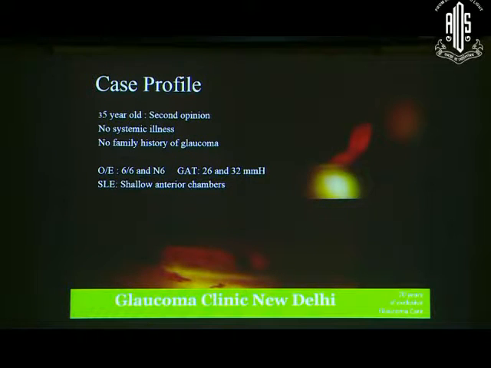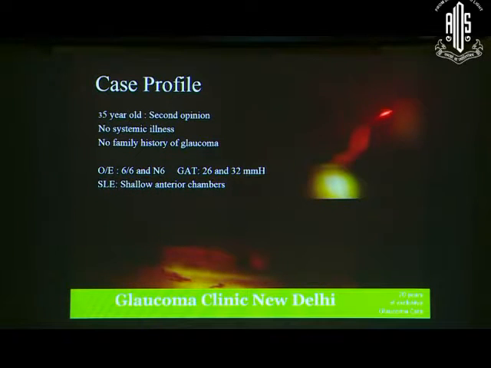Let me start off by showing you the case profile of one of our patients. A 35-year-old came for a second opinion for glaucoma. No systemic illness, no family history of glaucoma. He had a best corrected visual acuity of 6/6 and N6. Corneal adjusted applanation pressures were 26 and 32 millimeters of mercury.